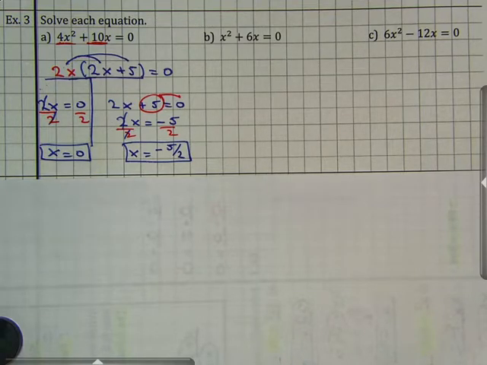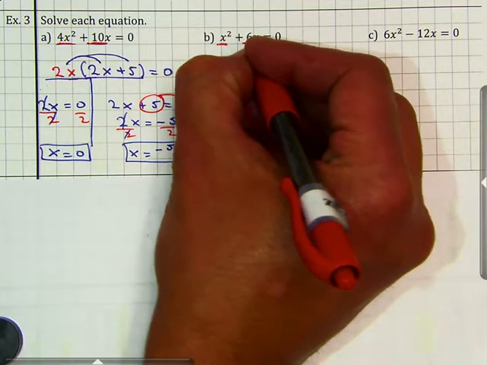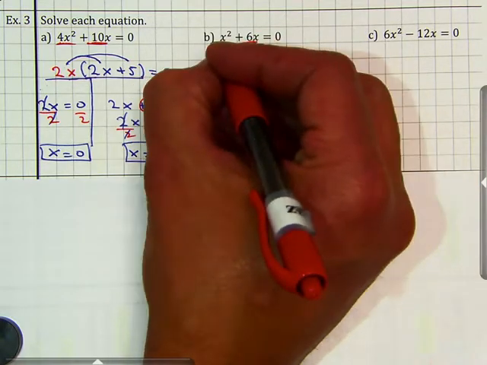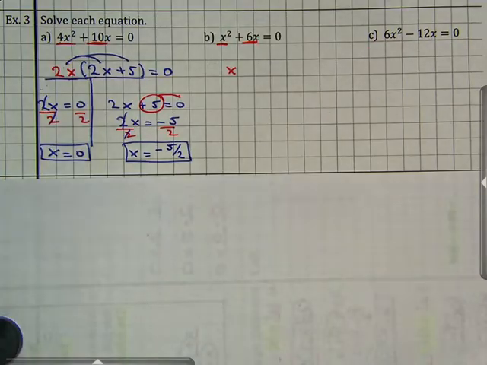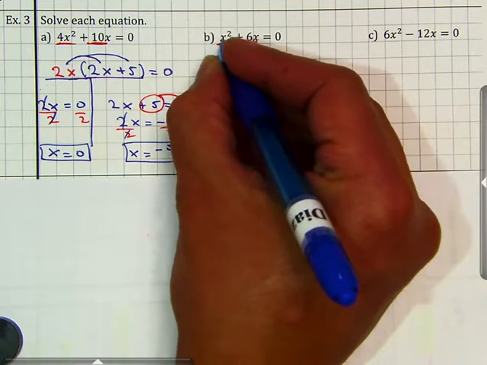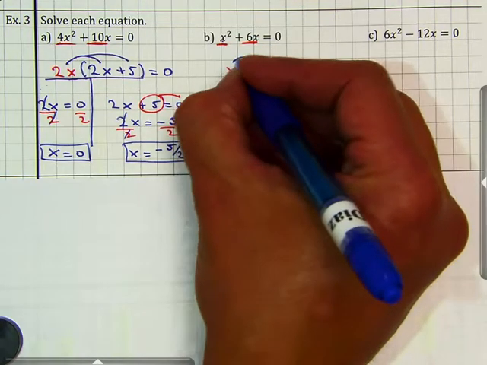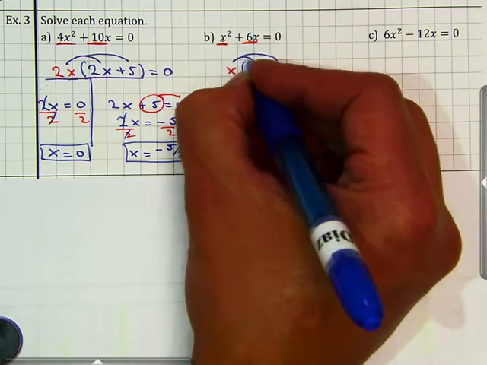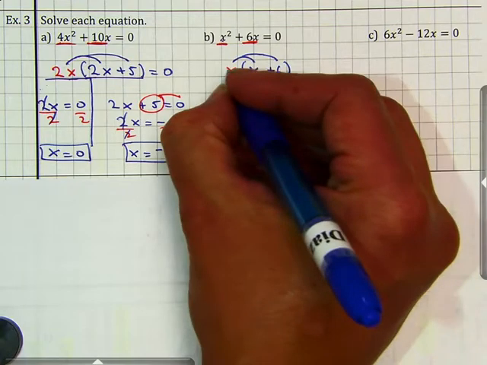Letter B. I need to take a common factor. This one does not have a number. And this one has a 6, so I cannot take out a number. But they both have an x, so I can factor out an x. So x, open my parenthesis, x multiplied by what will give you x squared? X times x. X multiplied by what will give you 6x? X times positive 6. I no longer need an x in here because the x is going to come from here.